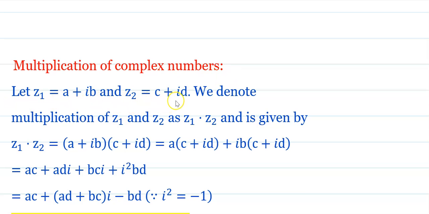Z2 is equal to C plus iD. Then we denote the multiplication of Z1 and Z2 as Z1 dot Z2. It is denoted like this: we make a dot upon the multiplication sign. We denote it here with the dot. Z1 dot Z2 is equal to, in brackets, A plus iB dot C plus iD.